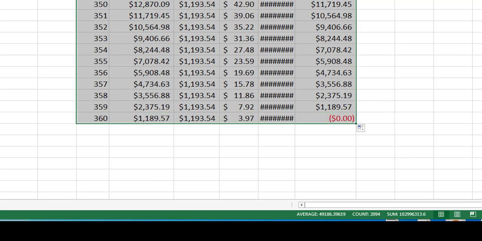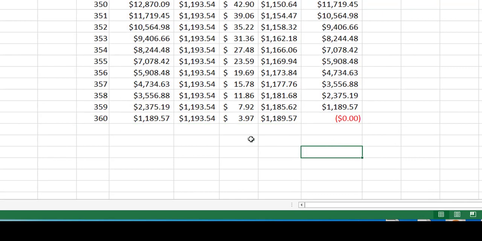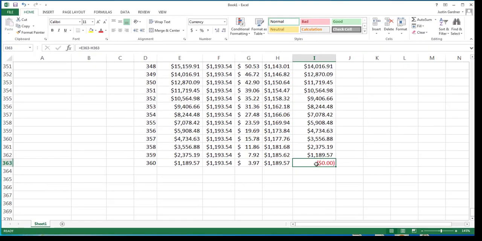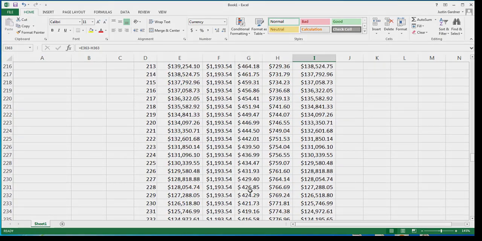And there we go, I'm done. In the very last month, I have $1,189 as an outstanding balance. I'm making a $1,193 payment. $3.97 of that goes towards paying the interest on my outstanding balance, and the rest goes towards the principal. And I end up with exactly zero. Not exactly zero, there's some rounding error there, but I end up with zero outstanding balance 360 months from now. And that is how you create your own amortization table in Microsoft Excel.